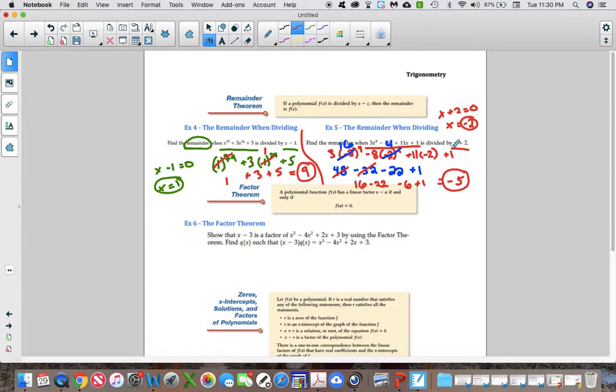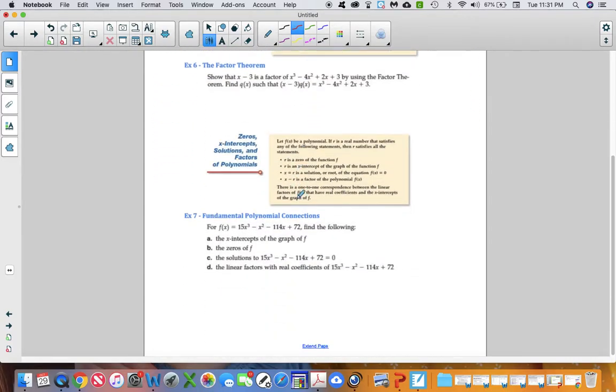Because I want to cheat. I don't want to have to do long or synthetic division every time to figure out if he's a factor or not. So that's how that works. Go ahead and start on the homework assignment because some of this long and synthetic division takes a little bit of time, but we're going to finish these notes on Friday, okay?